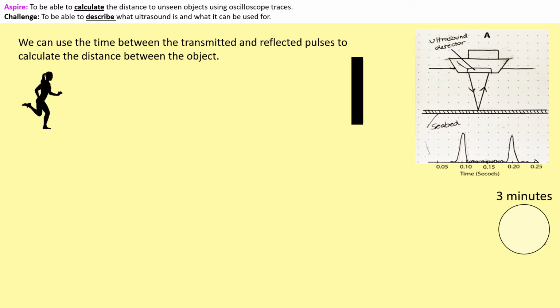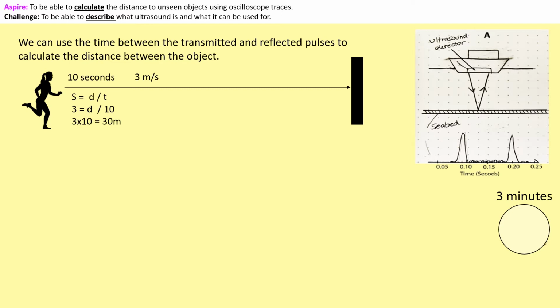So I was going to give you a little example. So here we've got a runner and we've got a wall. Now if I say that that runner takes 10 seconds to get to that wall, and if we say that they run at the average speed of running, which is 3 meters per second, we can work out how far away that wall is because we use this equation, speed equals distance divided by time.